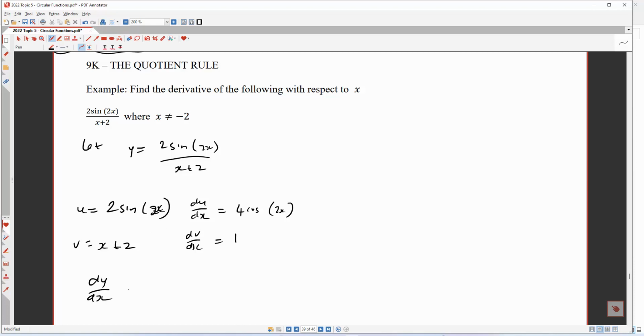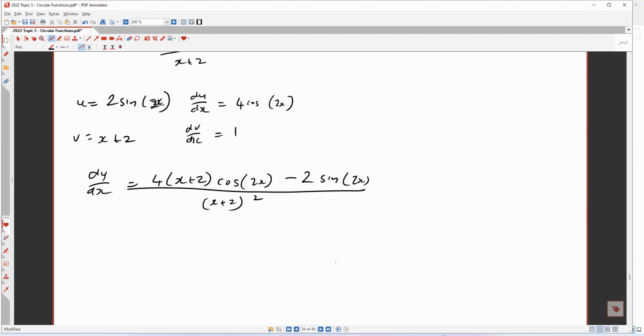dy dx equals, so it's v du dx, so we're going to go this times this, which is going to be 4 times x plus 2 cosine 2x. So v du dx, take away u dv dx, 1 times that, 2 sine 2x, all over v squared, which is x plus 2 all squared, and it's perfectly fine to leave your answer like that.